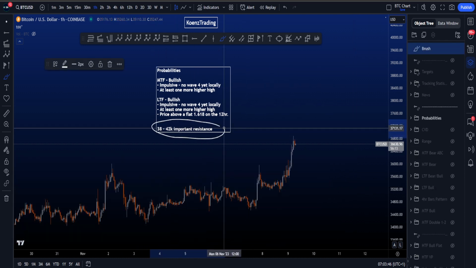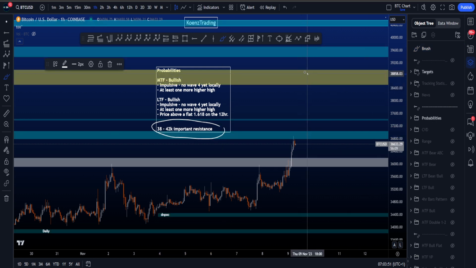In general, the 38 to 42k region is very, very important resistance, which all starts with this golden target box over here. So that is definitely an area that I will keep my eye on.